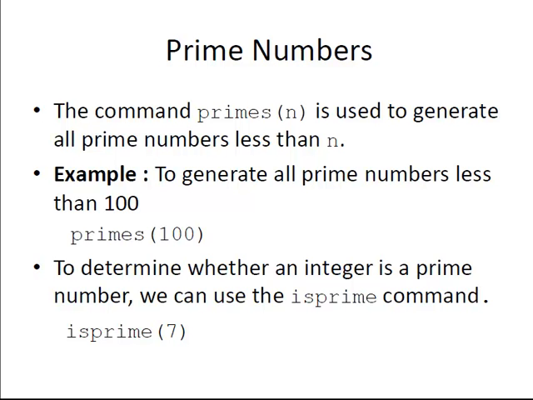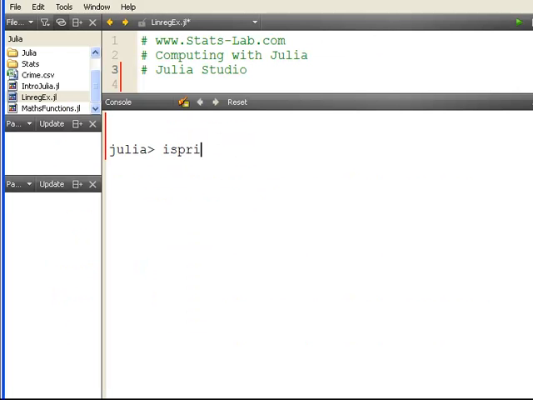Straightforward enough. Now, to determine whether or not an integer is a prime number, we use the isprime command. For example, isprime 7. Now let's go back to Julia Studio there. So isprime 7. Is that a prime number? Yes, it is. Isprime 8. Nope.